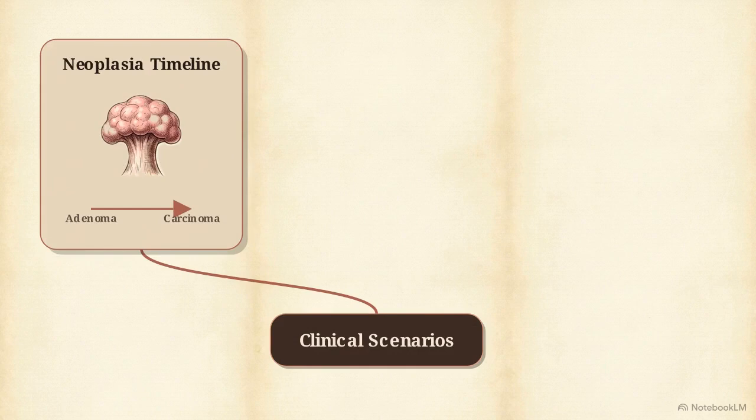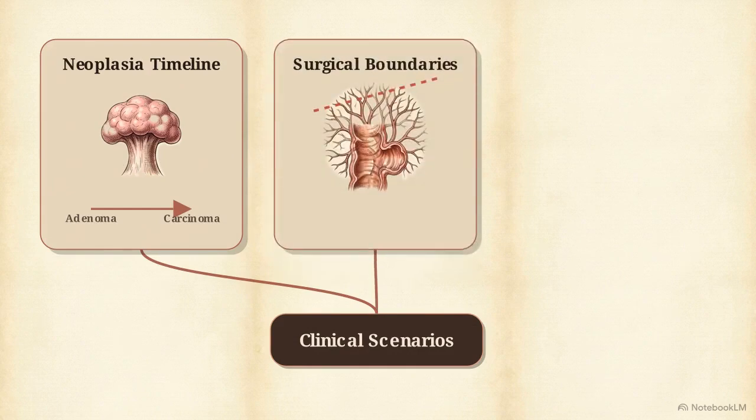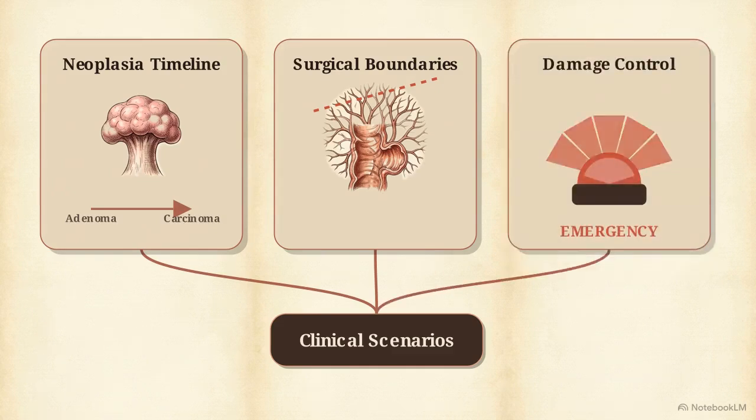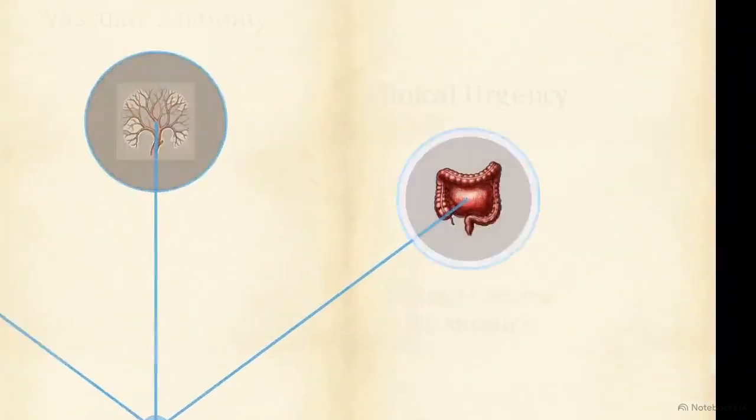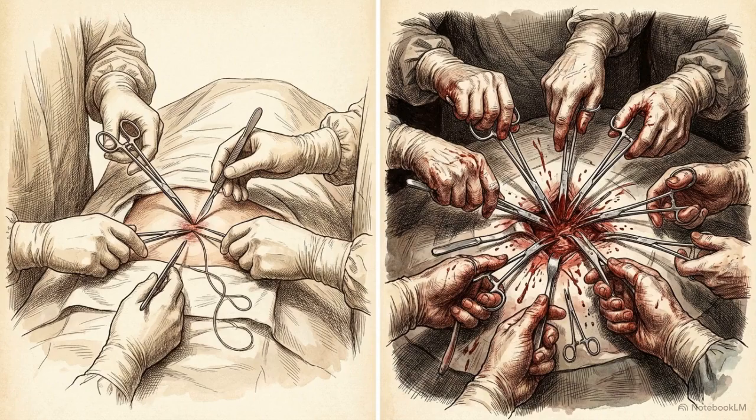We are going to map the timeline of the adenoma-carcinoma sequence, define the exact anatomical boundaries for elective oncological resections, and evaluate the protocols for emergency damage control. Memorizing isolated anatomical facts is not enough. You have to synthesize these constraints to select the correct node on the clinical decision tree, whether you are planning a prophylactic surgery or managing an acute perforation.